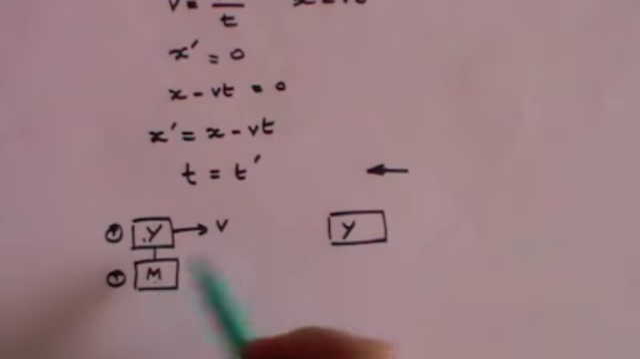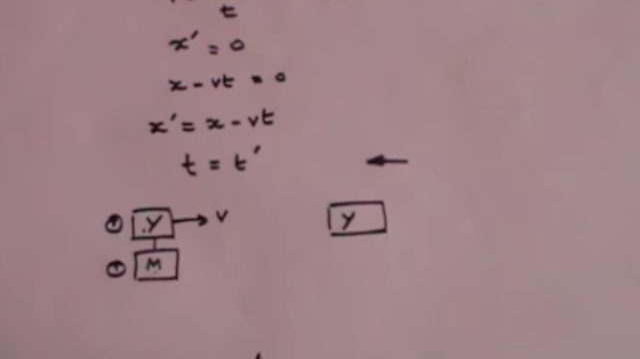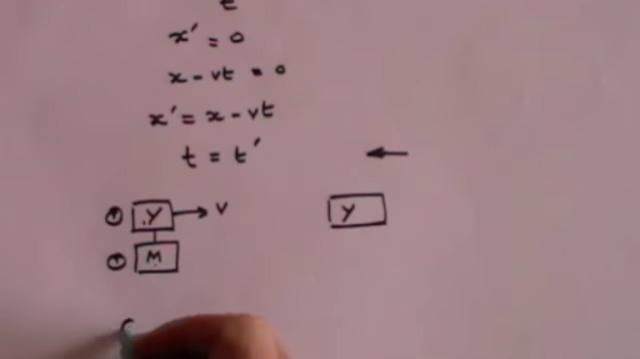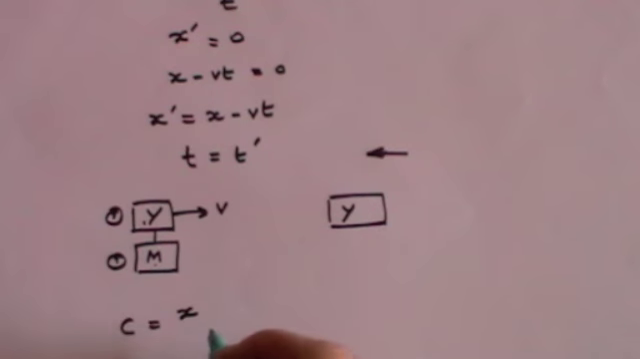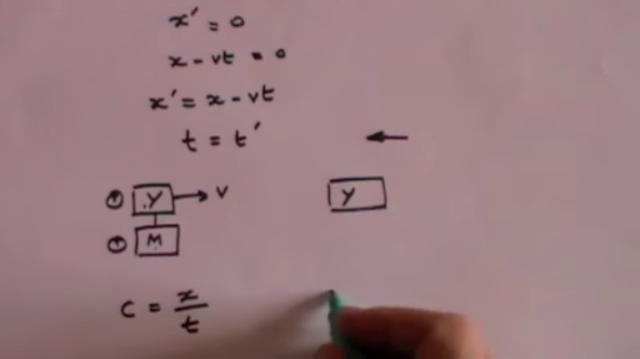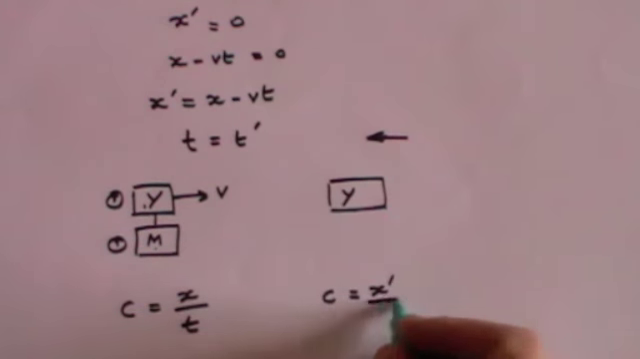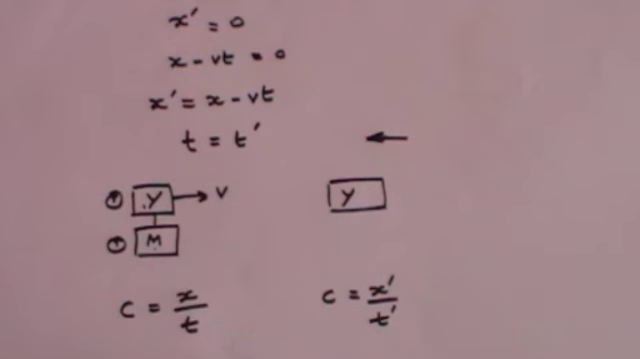We can each, of course, also measure the speed of light in our respective frames. And I will say that the speed of light is the distance travelled divided by t, and you will say that the speed of light is x prime divided by t prime, because we are each measuring in our own frame of reference. But Michelson-Morley says that we will both get the same result.